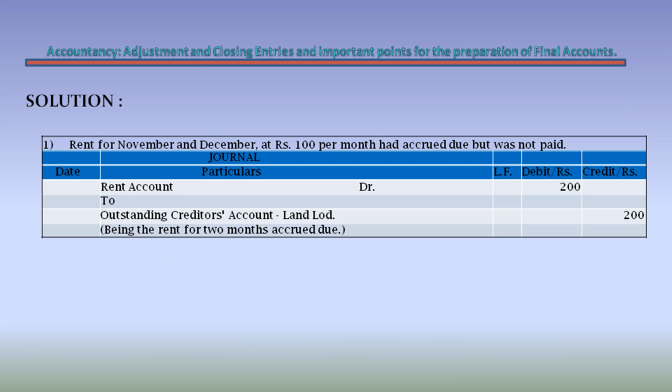Let us pass journal entries for the above adjustments required to be made one by one. The first one, the rent for November and December at rupees 100 per month had accrued due but was not paid. We need to pass a journal entry to rectify this: debit rent account, credit outstanding creditors account, landlord account, by 200 rupees.